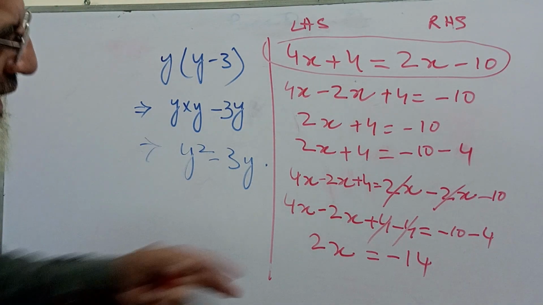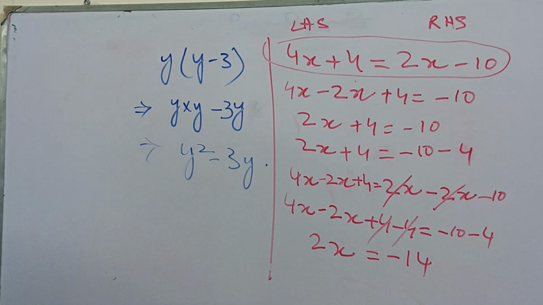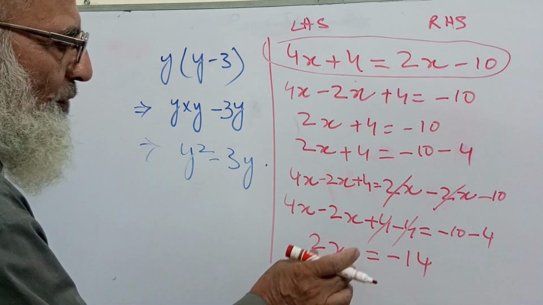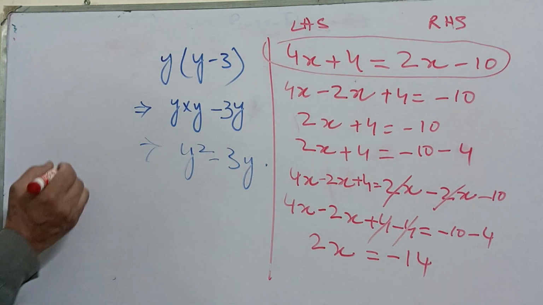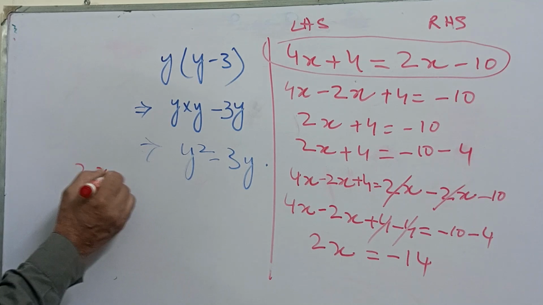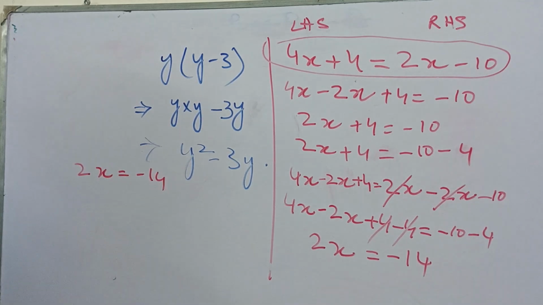So again there is elimination. So how will we have to find the value of x, not 2x? So what will we do? We'll just do it like this. 2x is equal to minus 14.